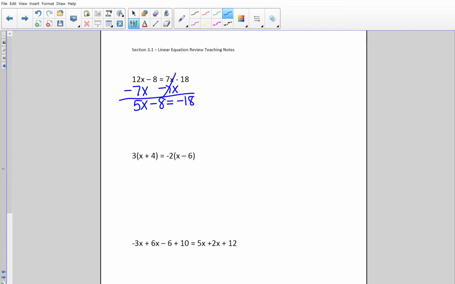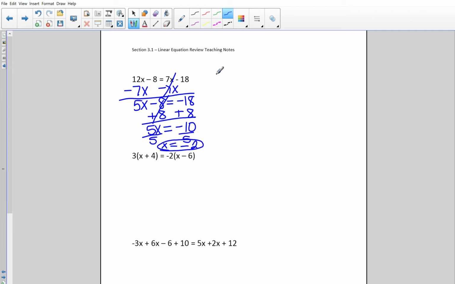Okay, so then I'm going to add 8. And I have 5x is equal to negative 10. So watch your signs. Again, use your calculator if you need assistance. Divide by 5. So x equals a negative 2. Okay, so we're going to check this again.